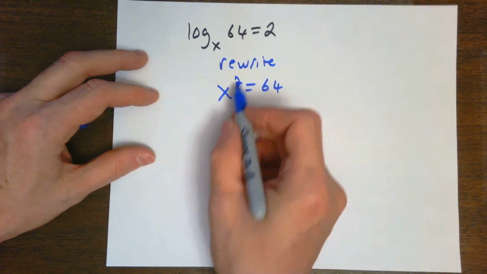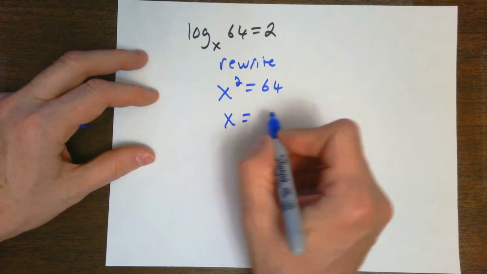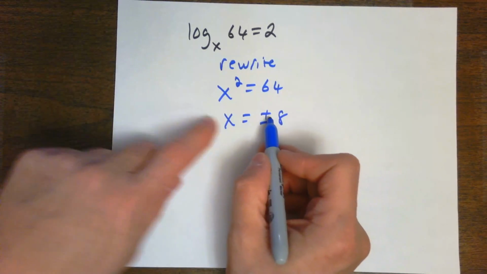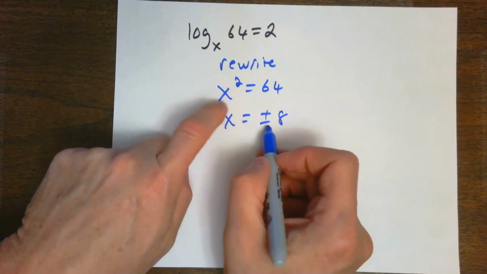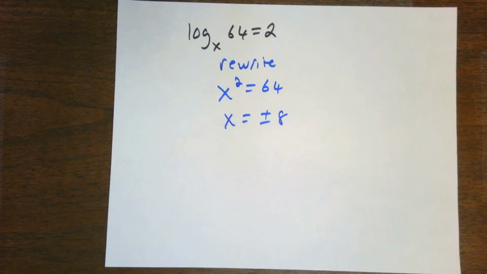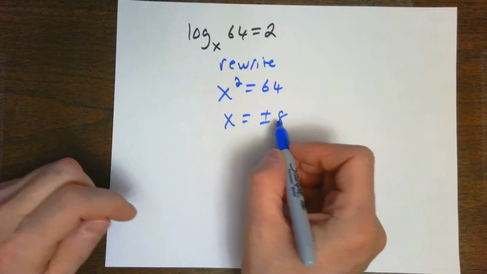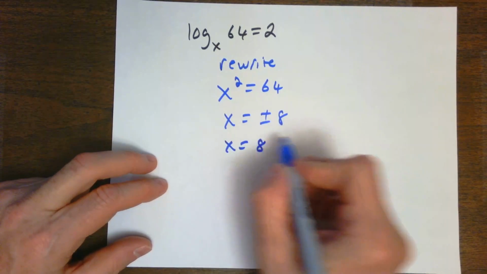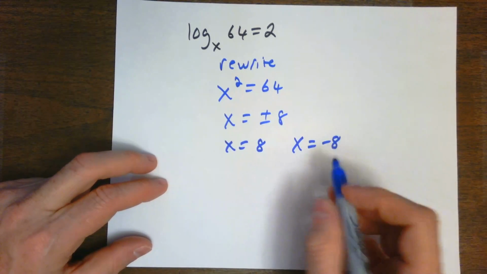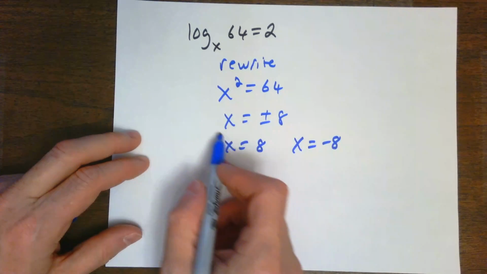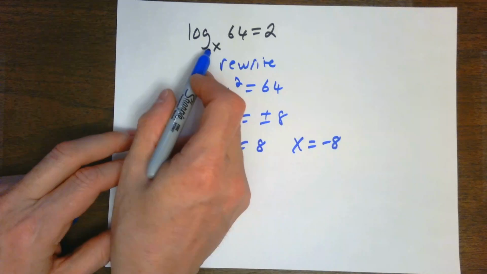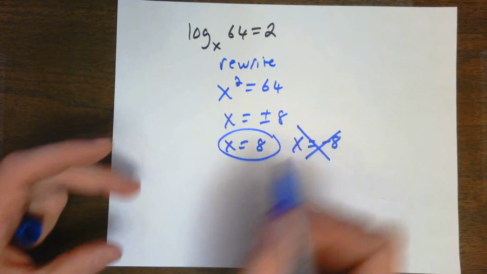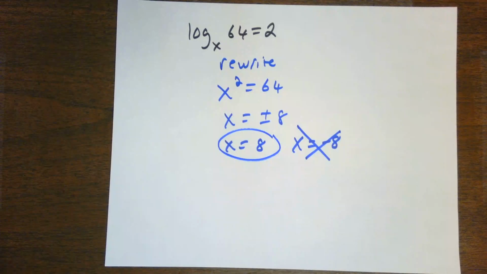What squared is 64? Take the square root of both sides, and I get x equals plus or minus 8. Positive 8 squared is 64, but so is negative 8 squared. So it seems like I've got two answers: x could equal 8, x could equal negative 8. But remember where the x came from, the base of the log. I cannot have a negative base, so I only have the positive solution.